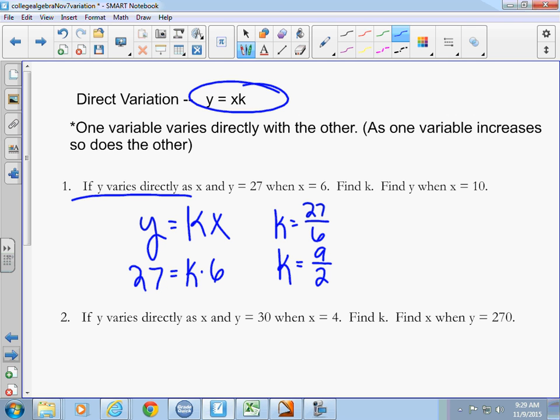Any questions about how to find k? Does that make sense? Oh, it doesn't matter. Sorry. You could leave it the other way. Multiplication, Kyle, is commutative, so it doesn't matter. Either way.